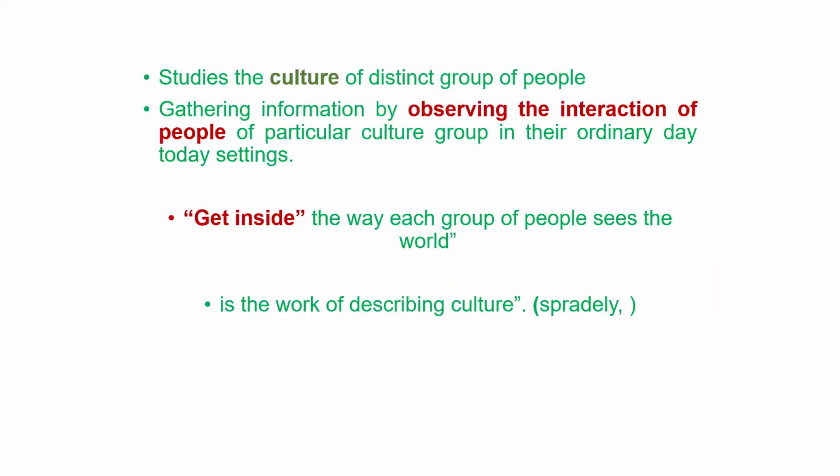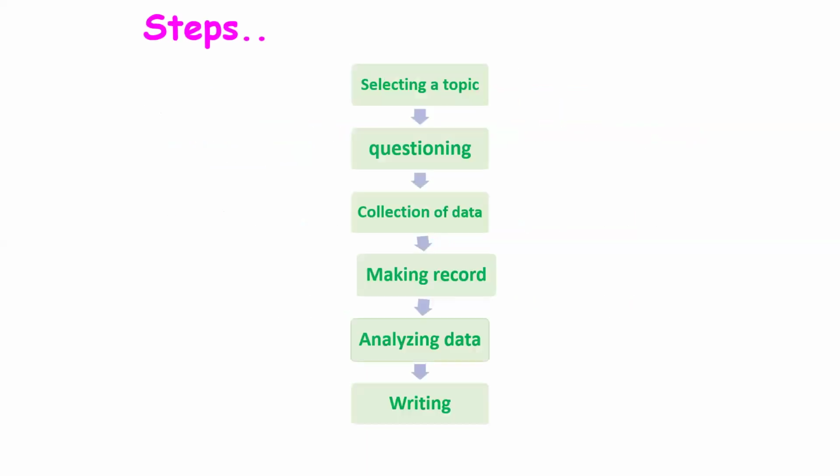So to know the culture of a distinct group of people, how they are following and gathering information by observing the interaction of the people. It means that the researchers who are interested in doing an ethnography go into depth, get inside, get along with the people, and study the people. Each and everything will be observed. That can be described in the form of culture. So this is what is called ethnographical research. It's a kind of qualitative research.